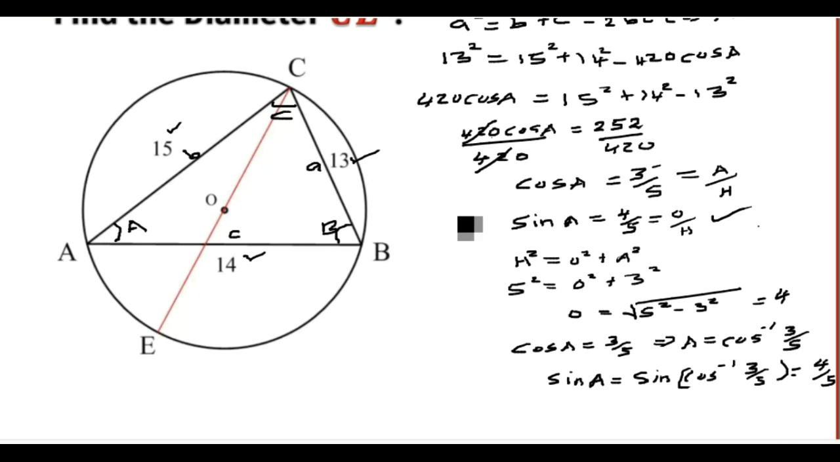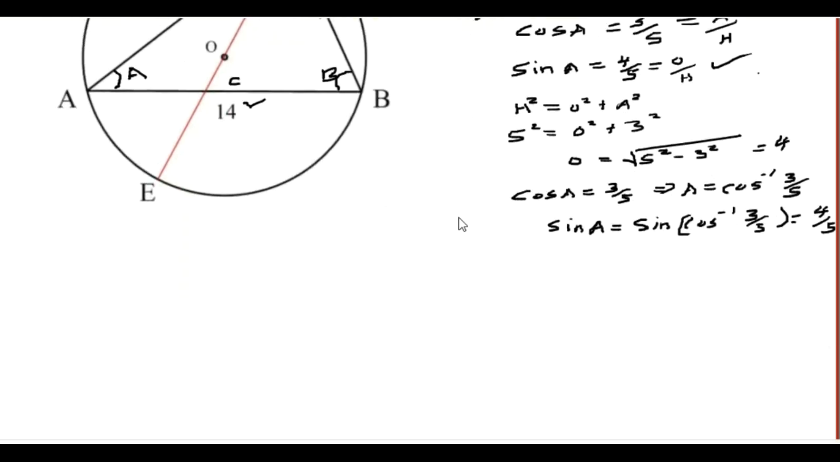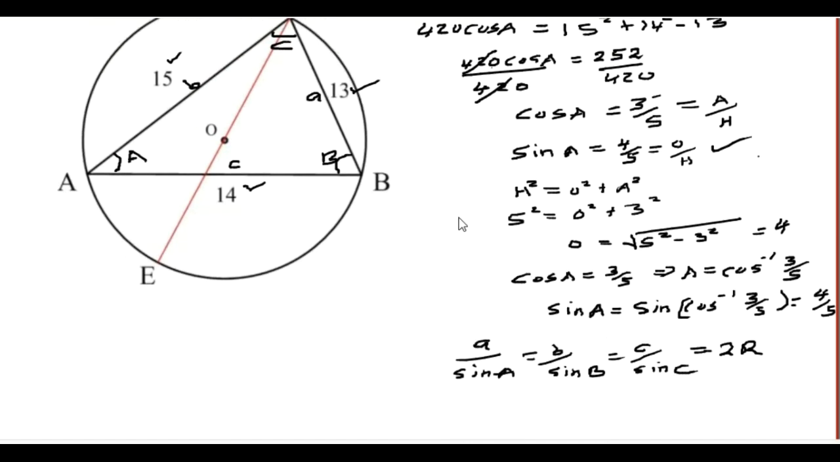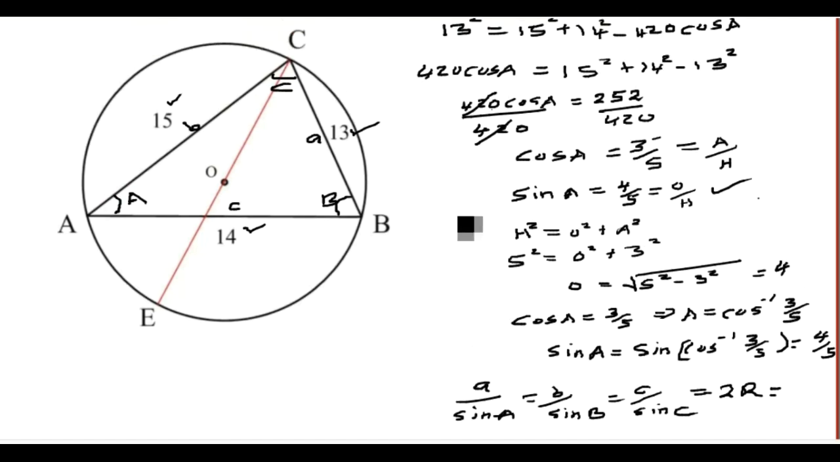Now, having found sine A, our work is done. Why? Because according to the sine rule, a over sine A equals b over sine B equals c over sine C, which is equivalent to 2r, if r is the radius of the circumscribed circle. And you can see 2r is the diameter, and the diameter is what we are looking for, the diameter CE. So 2r is CE.